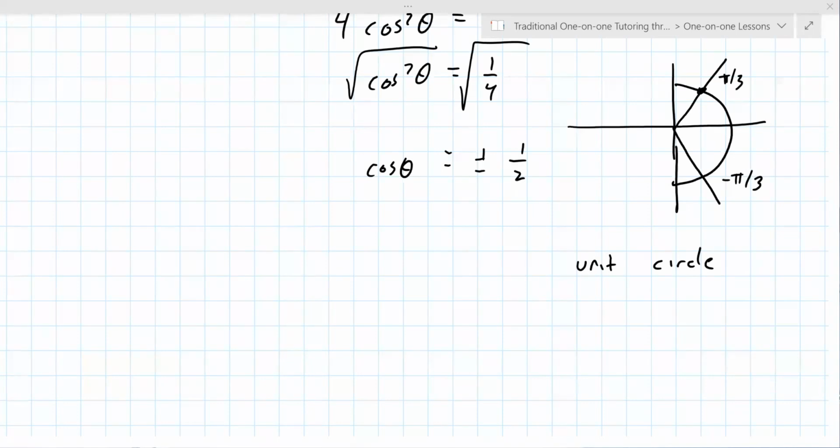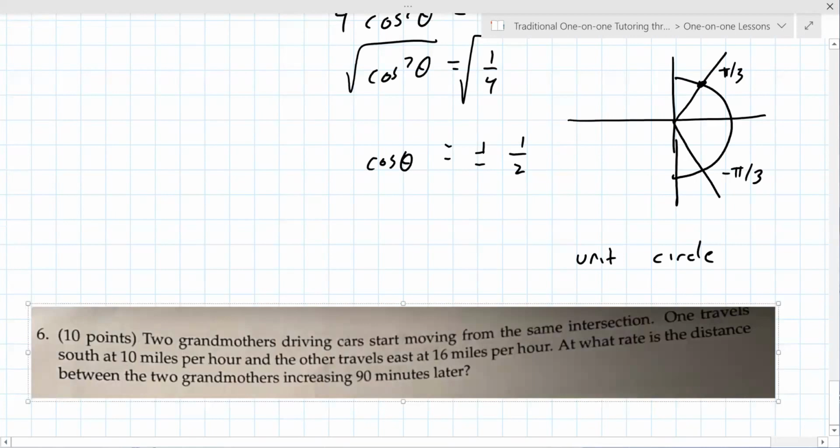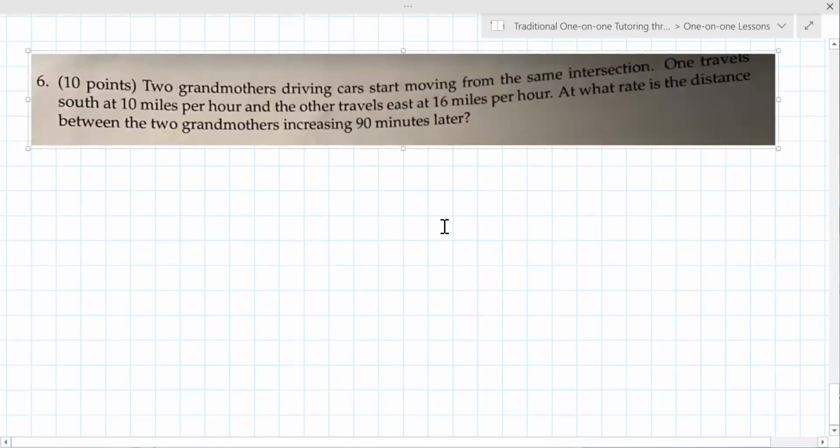All right, so I'm going to move to 6. This is the car driving problem that creates a triangle. It's a related rate. Two grandmothers driving cars start moving from the same intersection. One travels south at 10 miles per hour, and the other travels east. So one is going south, one is going east.